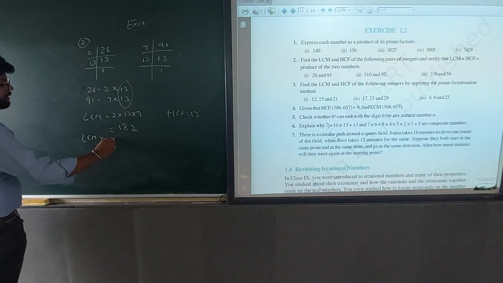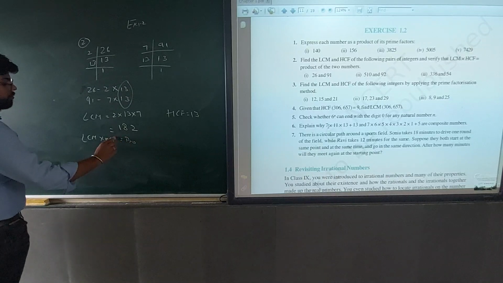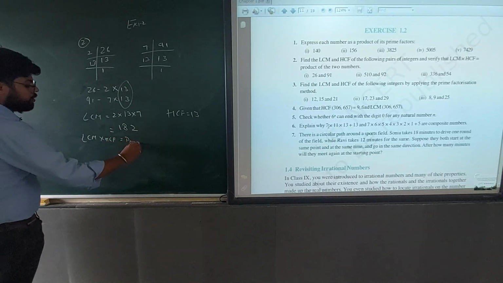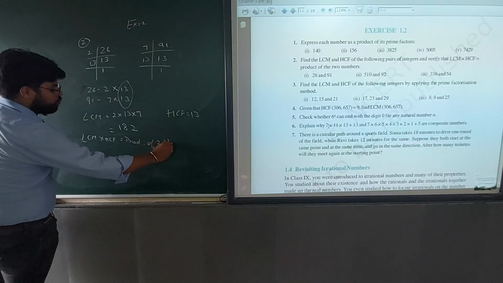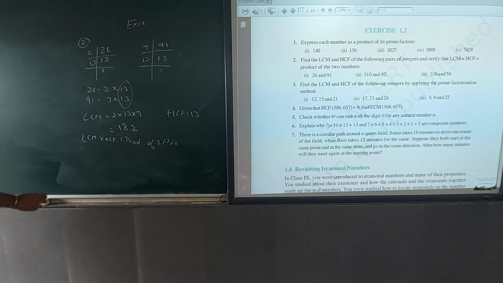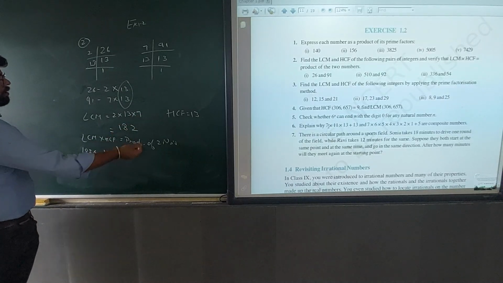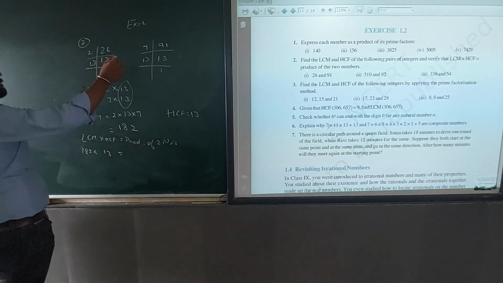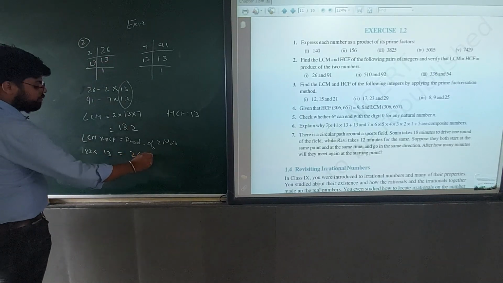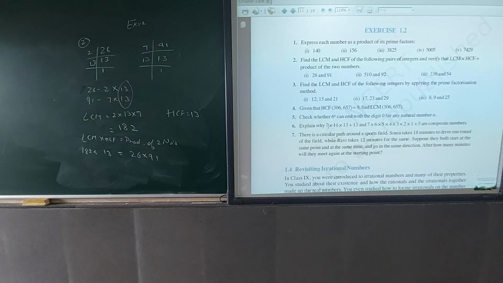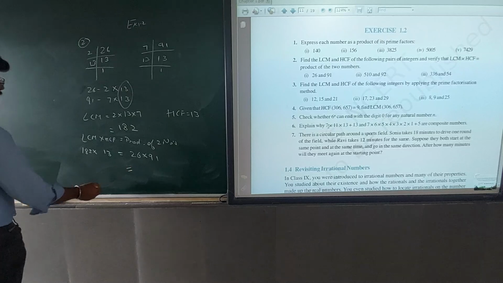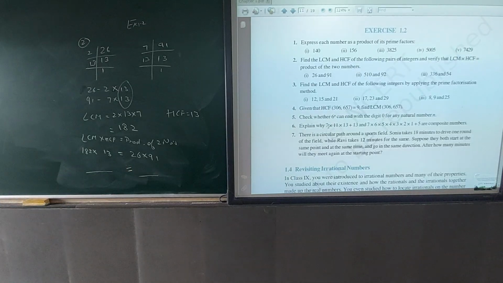LCM into HCF is equal to the product of two numbers. Now LCM is 182, HCF is 13, and the two numbers given in the question are 26 and 91. When you multiply them, your answer will be the same. Multiply it and check the answer. This is only what we have to verify. You can do the multiplication on your own.